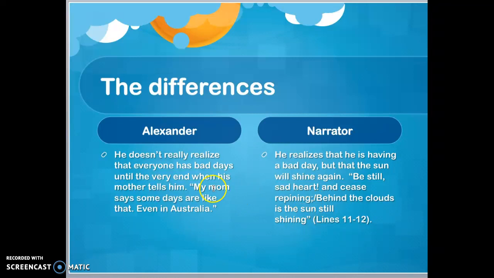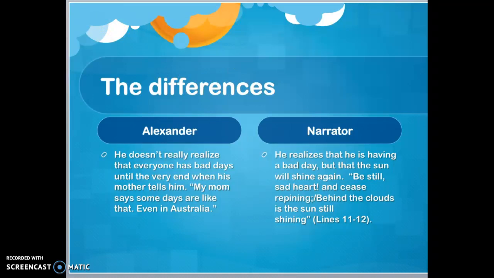That's the same thing that Alexander says: "My mom says some days are like that, even in Australia." So we can see how even though they don't always understand why, because Alexander is a child and the narrator is an adult, some days are just like that, and that's just the way life is sometimes. And it's really nice to do it with the chart so they can see everything.